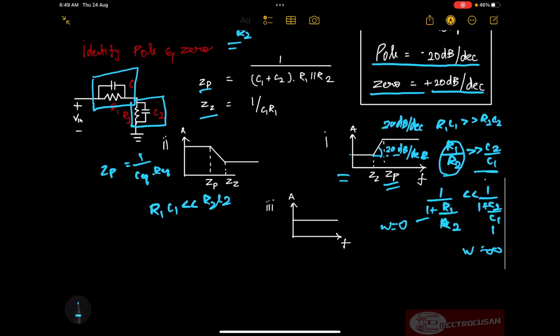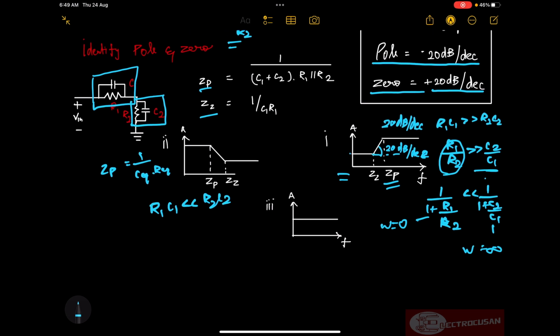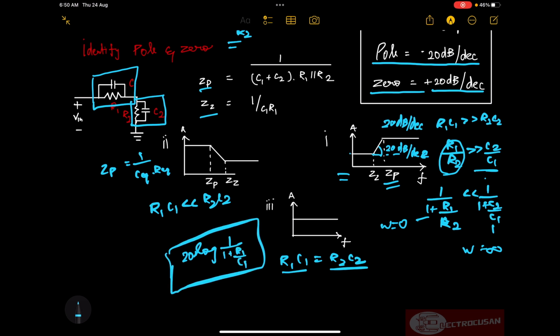And the third and final condition is when R1C1 is equal to R2C2, right? As you can see, both these values are equal. This will be a single straight line at the value of 20 log of 1 by 1 plus R1 by R2. This will be the amplitude of this plot here.